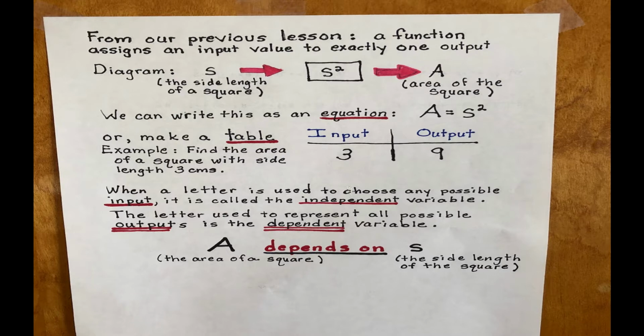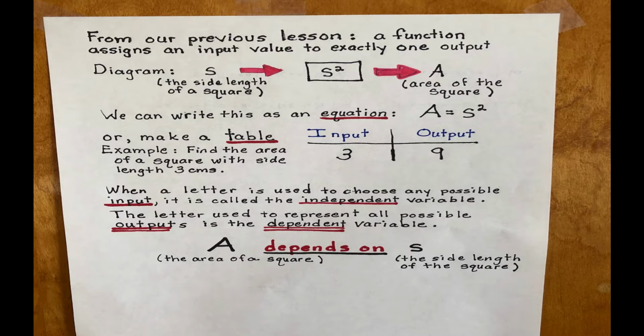Or we could make a table. Let's, for example, find the area of a square with a side length of 3 centimeters. The input value will be 3. Since 3 times 3 is 9, the output, or the area of the square, is 9 centimeters squared. And so we have 3, 9.